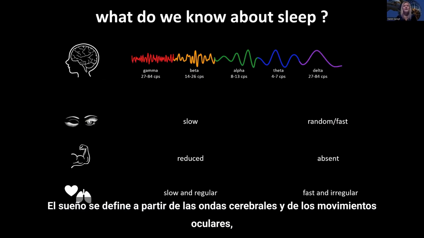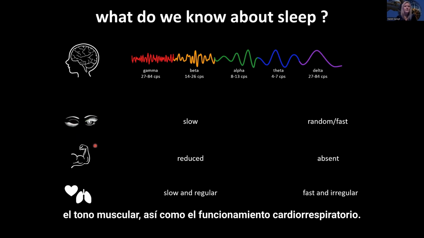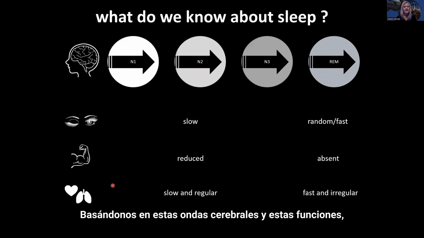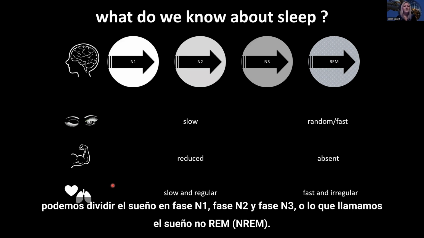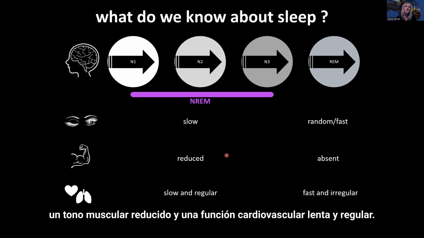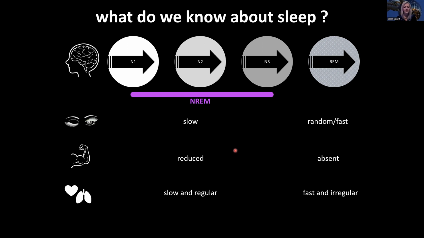So sleep is defined based on our brain waves and also on our eye movements, the muscle tone, as well as cardiorespiratory functioning. Based on these brain waves and functions, we can divide sleep into stage N1, stage N2, and stage N3, or what we call the non-REM sleep, the non-rapid eye movement sleep, which is characterized by slow eye movements, a reduced muscle tone, and slow and regular cardiorespiratory functioning.